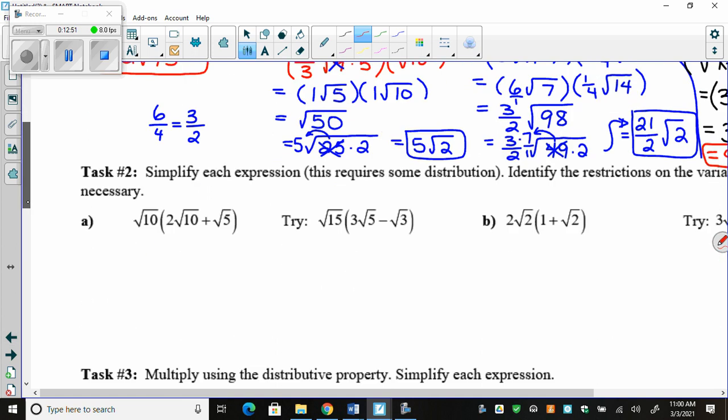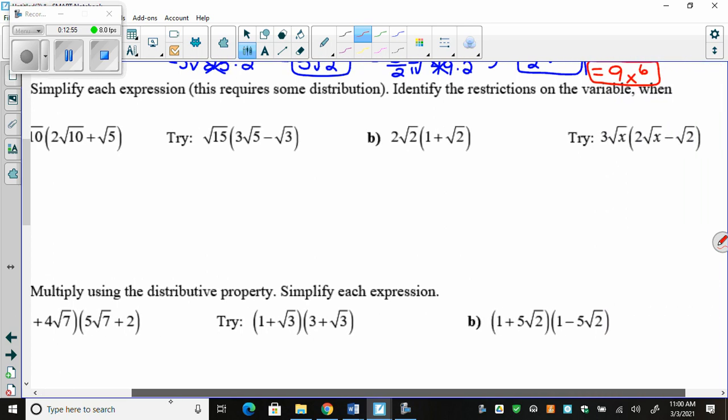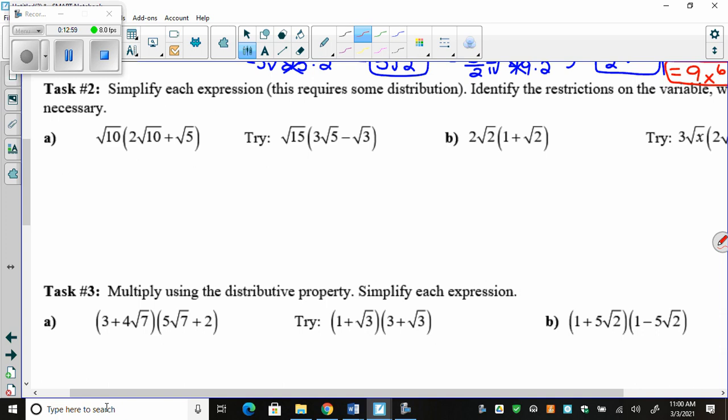Okay, task number 2. Simplify each expression. This requires some distribution. Identify the restrictions on the variable when necessary. Okay, so we're going to go. If there's places where you can reduce them first, you can, just like we did in the previous multiplication. If not, we're going to multiply. So there isn't on these ones.